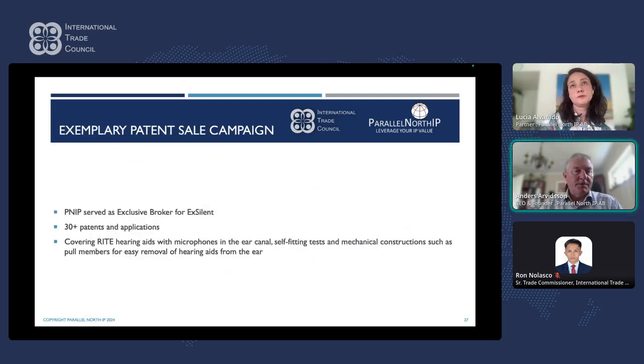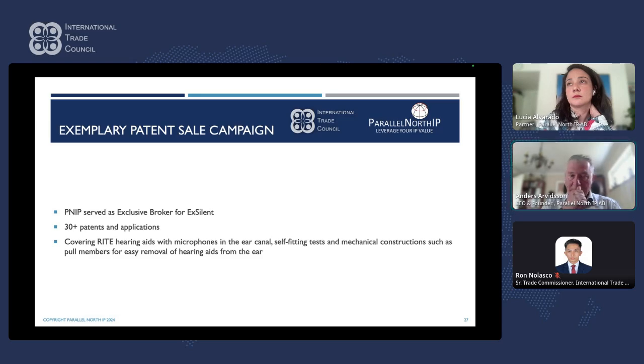Then there is another example here, not a licensing campaign, but just a patent sale, where we were representing a company called Exylon. It's a Dutch company which has developed a receiver-in-the-ear hearing aid, which has a microphone in the ear canal. They have done self-fitting tests and mechanical construction, such as pull members for easy removal of hearing aids from the ear. So it's a very specific technology area.